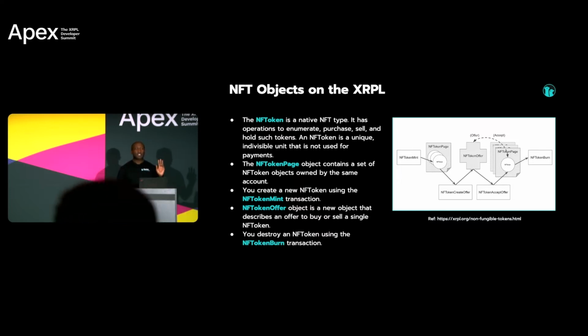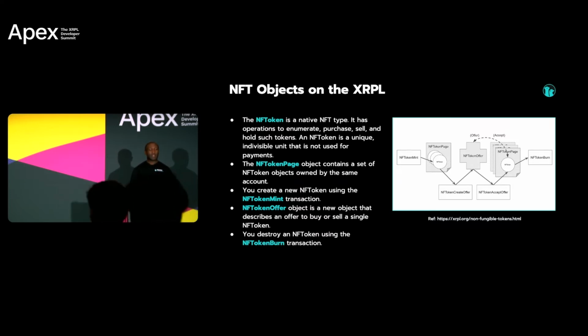There are three objects that are of interest when we're talking about NFTs on the XRPL ledger, based on the new standard, the XLS20 standard that's coming out soon, hopefully. Those three objects include the NFT token, the NFT token page, and the NFT token offer object.